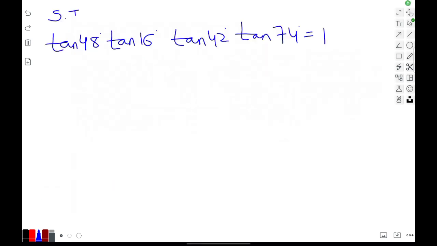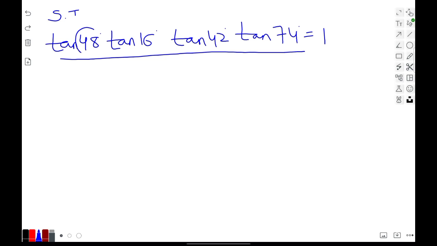Okay, they said to show that tan 48 degrees into tan 16 degrees into tan 42 degrees into tan 74 degrees equals 1, right? Same, using the complementary angle property we can solve this. First of all, they have given four angles here, and you need to find the complementary angle for each.